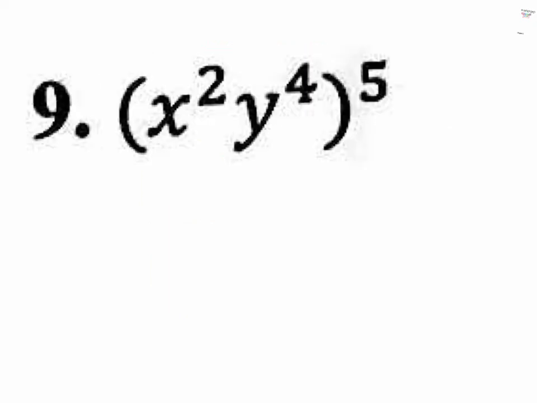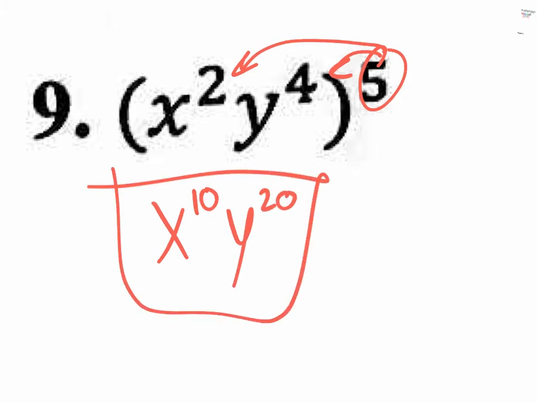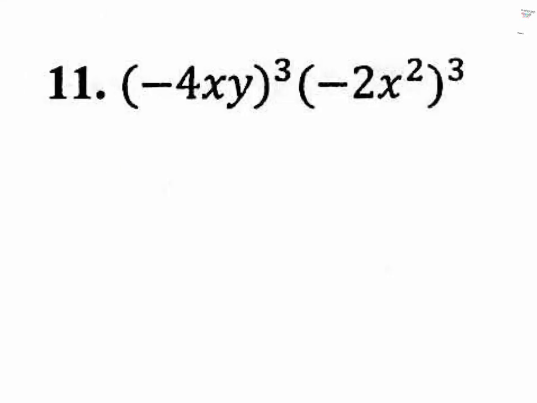Distributing. Take that 5, put it right there and right there. Power to a power you multiply. So x to the 10th, y to the 20th. Done. Number 11. 11 starts getting a little more challenging. That's why we have calculators, right?